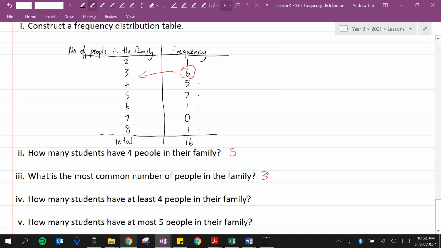How many students have at least 4 people in the family? So at least 4 people in the family means 4 or more people in the family. So that means we need to add all of these numbers here. 5 plus 2 plus 1 plus 0 plus 1. That's 8, 9. 9 students have at least 4 people in their family.